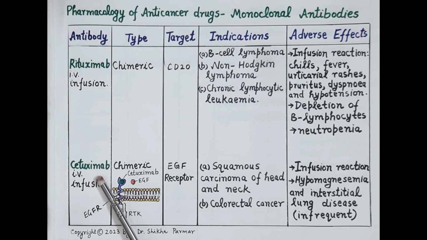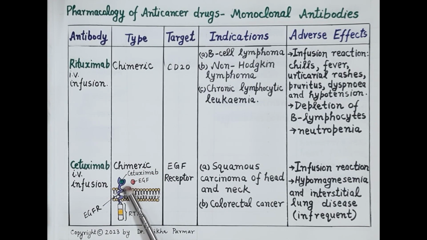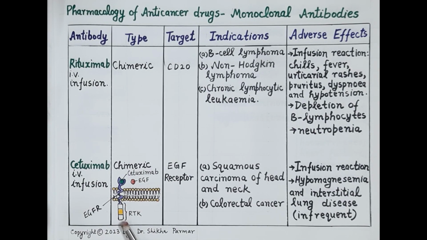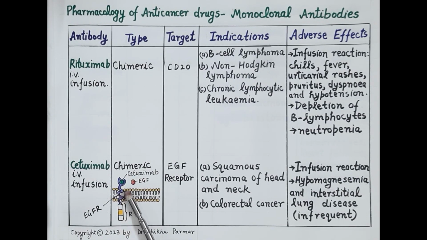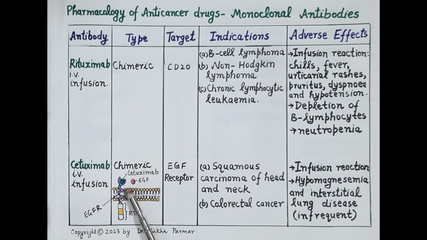Another drug is cetuximab. Now, cetuximab is a chimeric monoclonal antibody. Now, it targets EGF, that is the epidermal growth factor receptors. Now, these receptors are receptor tyrosine kinases. They possess tyrosine kinase on the intracellular site. Now, in place of EGF, cetuximab binds to the ligand binding site of these receptors.